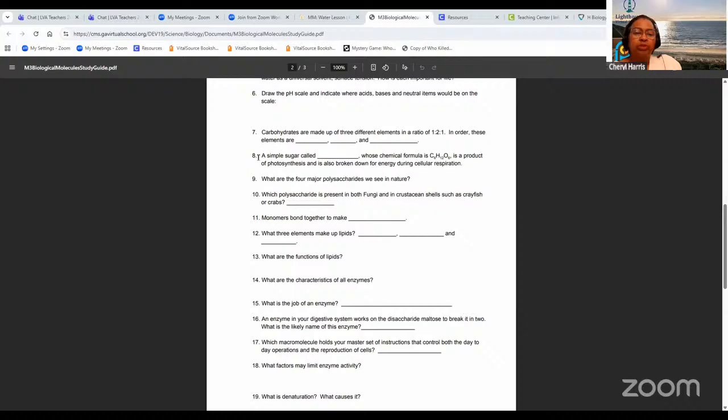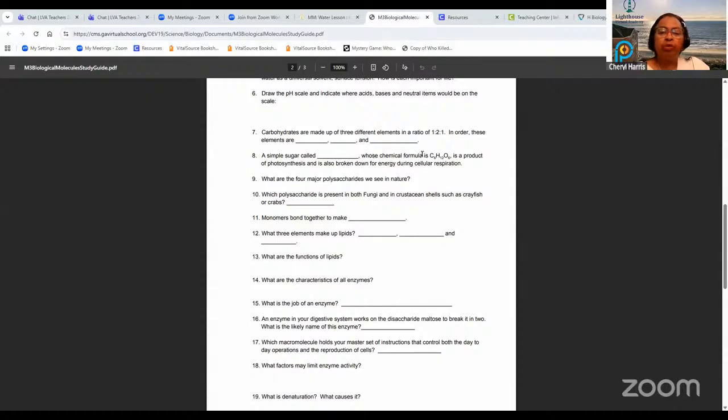And an example, so number 8, an example of that would be our simple sugar glucose, which is made during photosynthesis. Later on we'll talk about the chemical reactions of photosynthesis and respiration, how they're related to each other. But when we say plants make their own food, the food that they make is glucose. So that's the word that goes there.